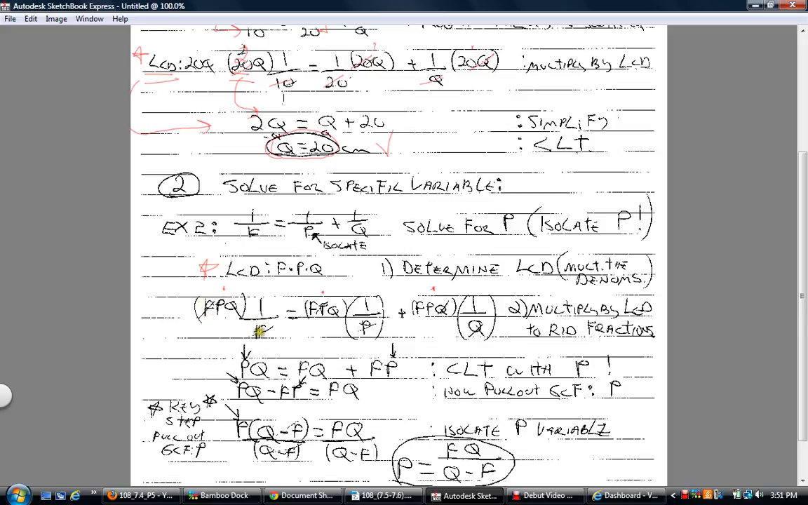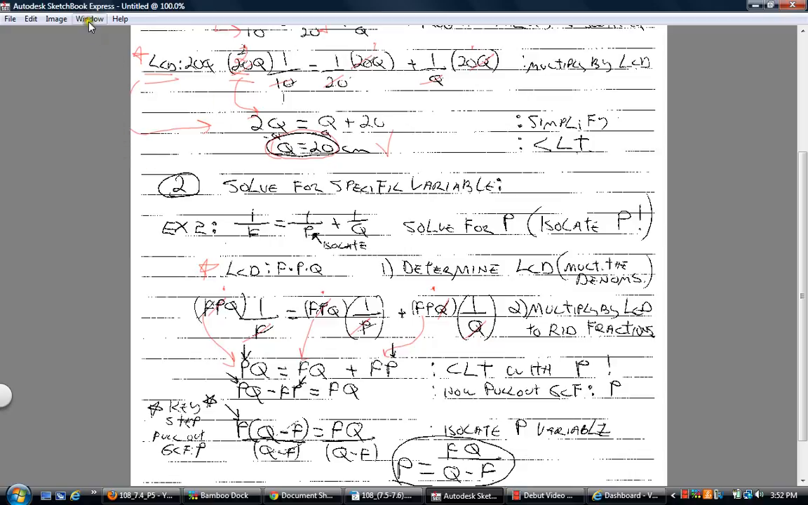F in the denominator cancels out, leaving you with FQ. Oh, PQ. I'm sorry, PQ. Now over here you've got P and P cancel out, and you're left with FQ. And finally, Q and Q cancel out, and you're left with FP. Okay, now you're like, fine.